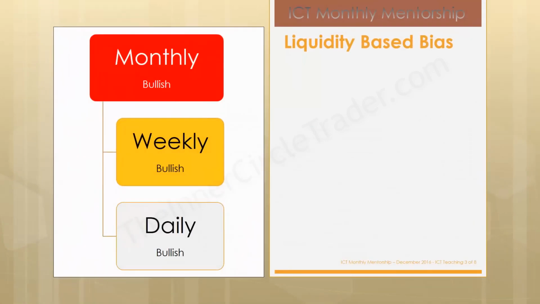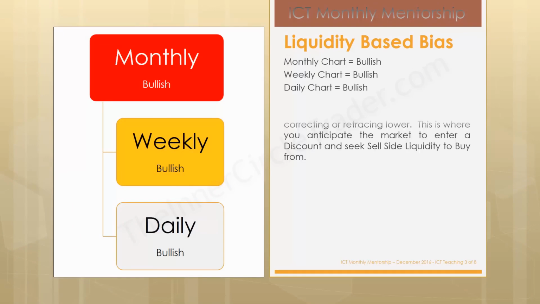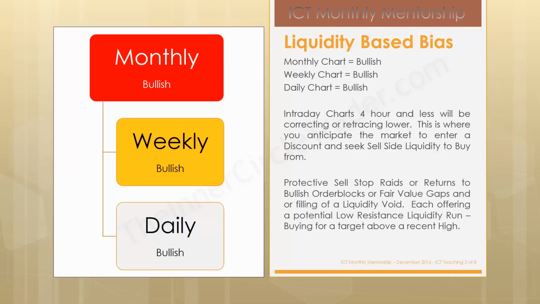Okay, liquidity-based bias for a bullish monthly chart, bullish weekly chart, and a bullish daily chart. Intraday charts, 4 hours or less, will be correcting and retracing lower. This is where you anticipate the market to enter into a discount and seek sell side liquidity to buy from. And what we just showed you an example of was the bullish order block that you would use in this instance. We're actually going to go into the dollar index and break it down and show you all this conceptually. Protective sell stop raids or returns to bullish order blocks or fair value gaps.